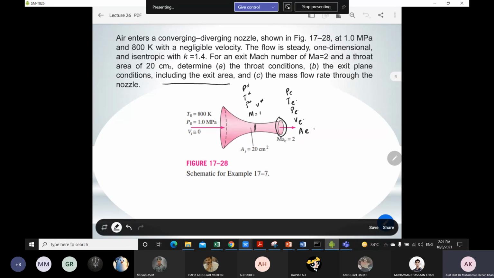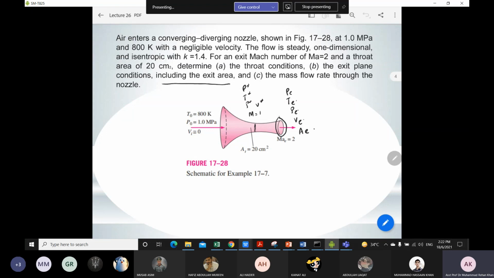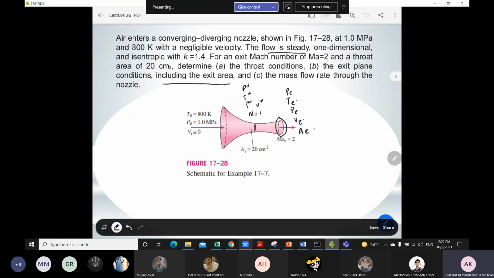Then mass flow rate through the nozzle. So mass flow rate, you can easily figure it out. As it is clearly mentioned that the area is given at the throat, you can find the mass flow rate at the throat point, and because it is a steady flow, it means that the flow coming in is the same throughout that converging diverging nozzle. So for mass flow rate, you can find it at the throat point. Okay, so you have to note down the data and then we will see how to solve it.